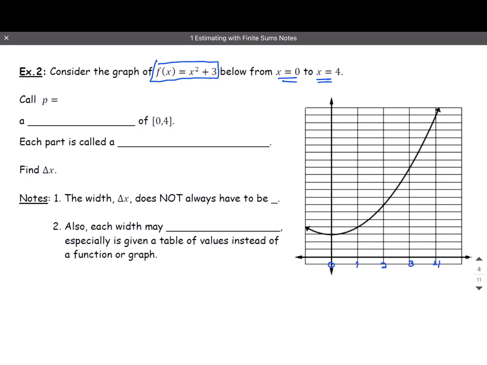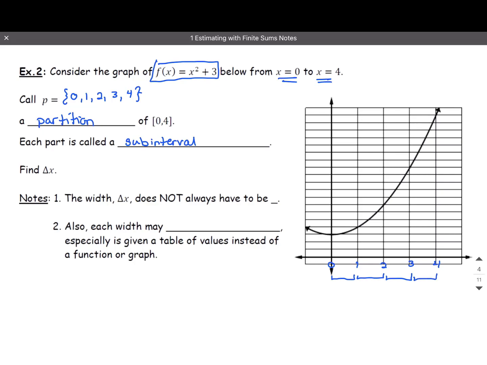Now, P would be if I decide to break this area up at 0, 1, 2, 3, and 4. This would be called a partition of the interval from 0 to 4, and each part is called a subinterval. So we're breaking it up from 0 to 1, 1 to 2, 2 to 3, and 3 to 4. And now we have 4 subintervals.